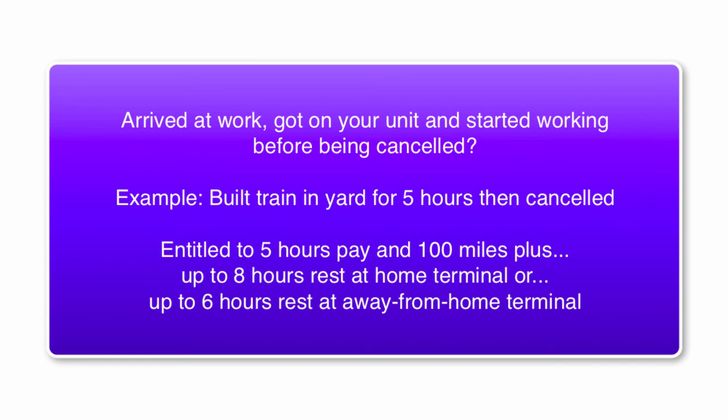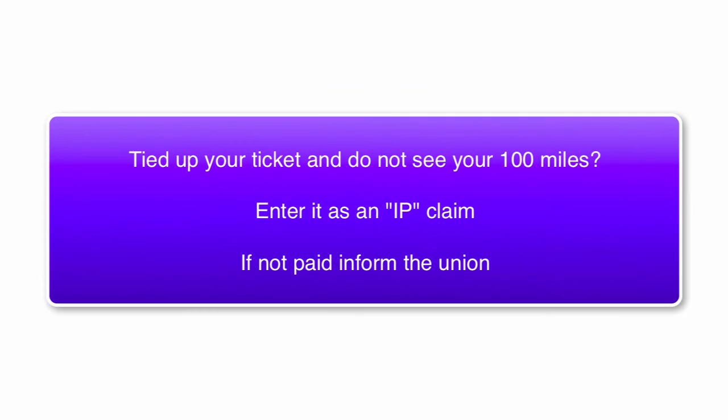Now let's go even further. You arrived at work, got your paperwork, jumped in the chauffeur's truck and headed out to your power, get out on the tracks and start building your train. Working out there for 5 hours and they decide to cancel you. Well, you're entitled to 5 hours of pay and 100 miles. Plus you get 8 hours of rest at your home terminal or up to 6 hours of rest at your away from home terminal. And same thing, you still hold your turn on the board. Now if you go in to tie up your ticket and do not see your 100 miles, you can enter it as an IP claim.